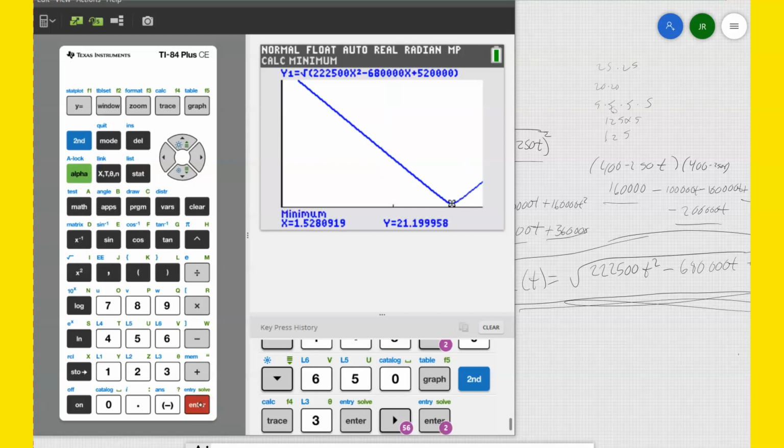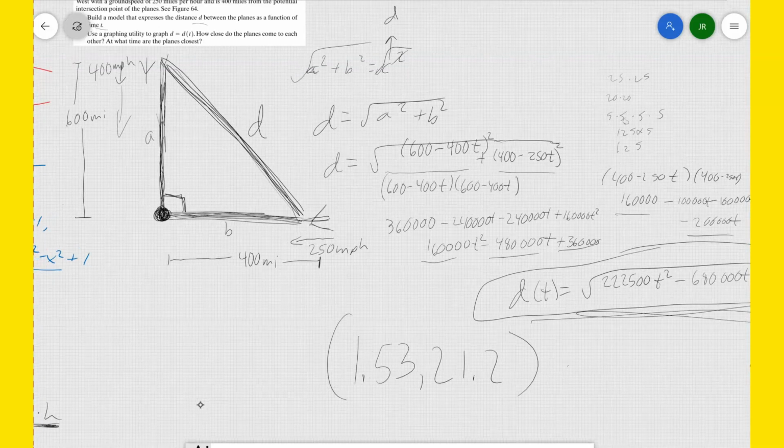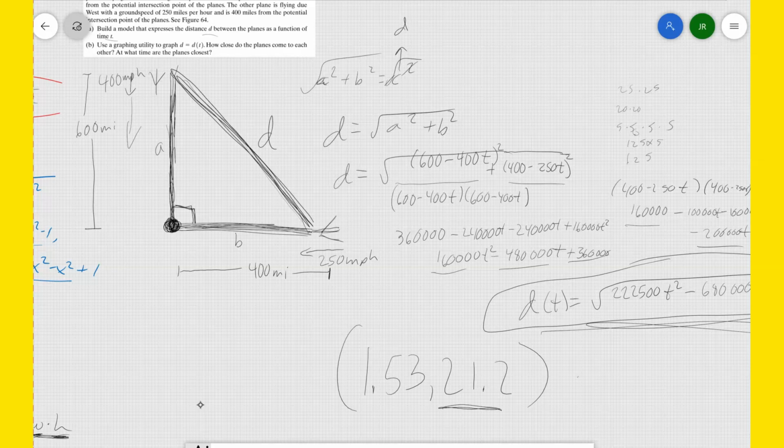Enter again, and it tells me that the minimum is 1.53, 21.2 basically. So part B asks me, how close do the planes come to each other? 21.2 miles is what the answer to that would be. Then it says, at what time are the planes closest? We would say 1.53 hours after they have started. After the problem begins, it's 1.53 hours until they are closest. And that answers the question.